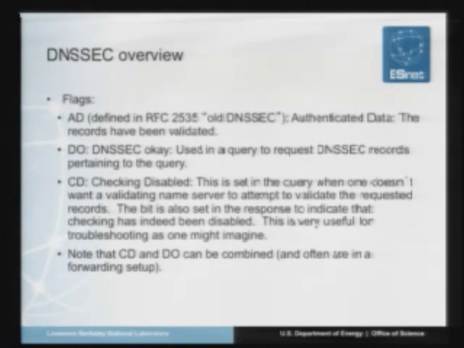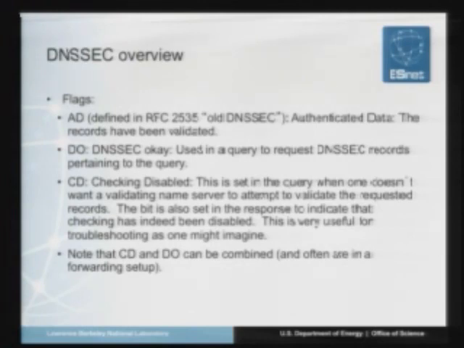AD is one of the big ones that tells us that the name server has been able to validate the record we're asking for. It has a chain of trust, and the record actually validated. DO and CD are both interesting because sometimes you see them together. It seems odd. DO means DNSSEC OK, and CD means checking disabled. It means that I don't want you to actually attempt to validate the records.